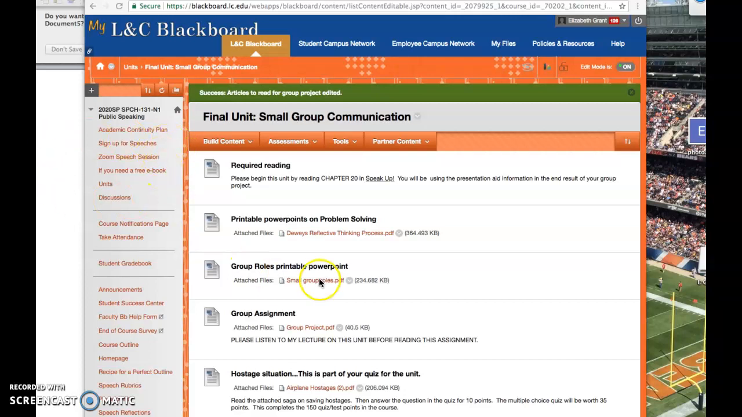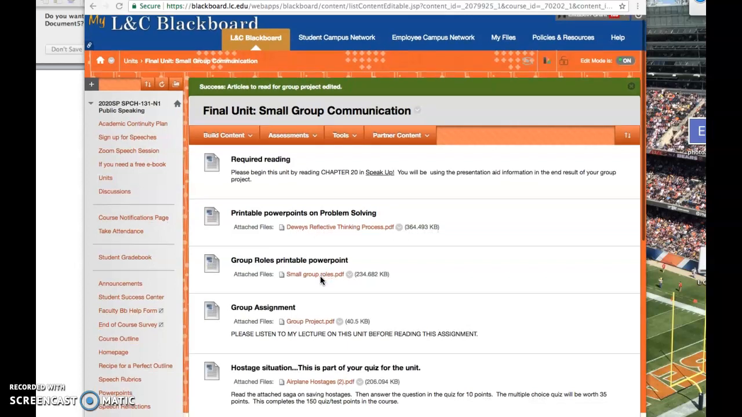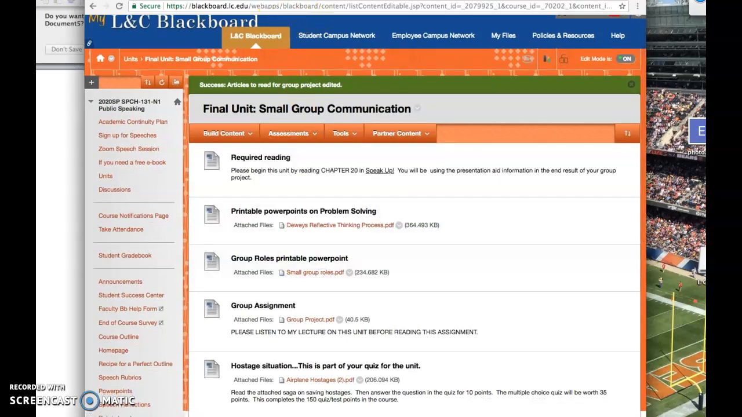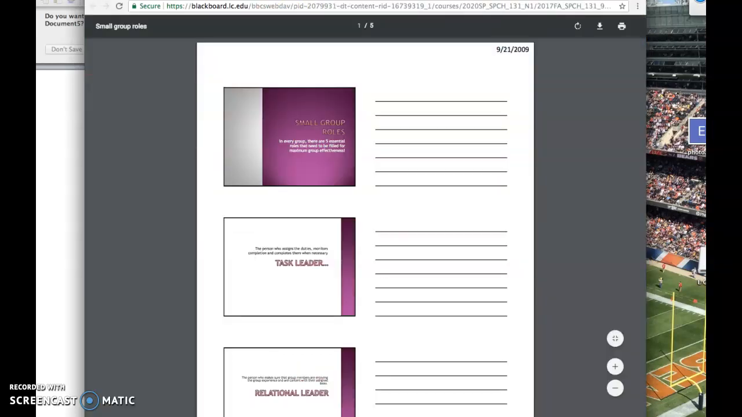So first off, we're going to look at the PowerPoint of how groups work, called small group roles, and think about a group project as the only reason that you'd work in a group. The reason I went ahead and made groups is because diversity matters. And if you don't get people who look at the world differently than you, then you might as well do the project yourself.